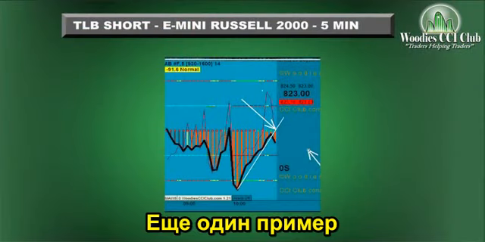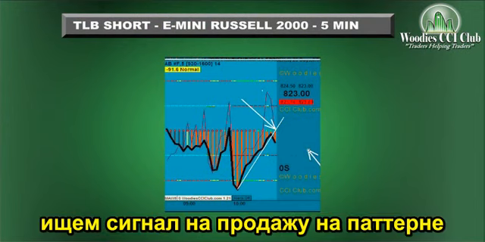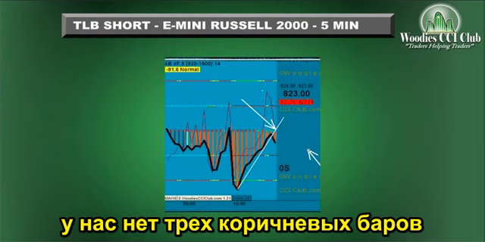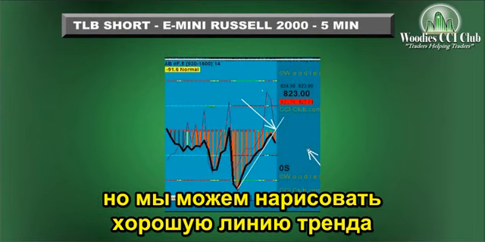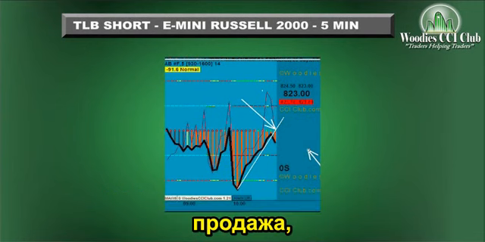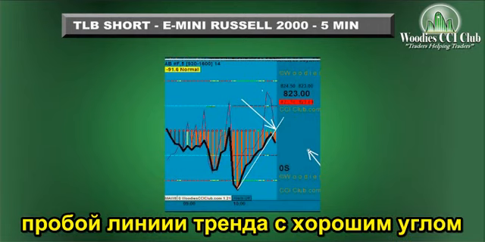Okay, we got one more here. This is a short. We got a pattern here, we're looking for shorts on the pattern, but we don't have 3 bars on the chop zone indicator. We do have yellow, but we don't have 3 bars. But we can draw a nice trend line. So here we have a trend line break with the trend to the short side. Good angle down, breaking that trend line on a good angle.